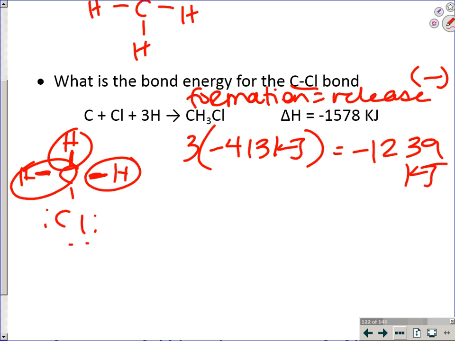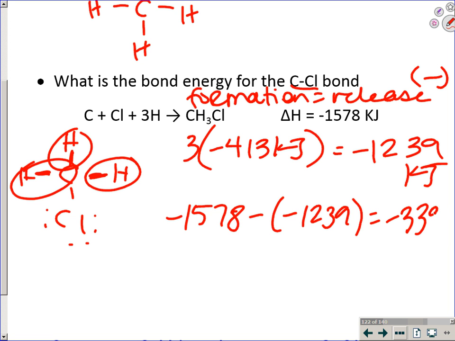So how are we going to find CCl? You add 1239 to negative 1578. So negative 1578 minus negative 1239, which is going to add, would give us what? Negative 339. Negative 339 kilojoules per mole for a C to Cl bond.